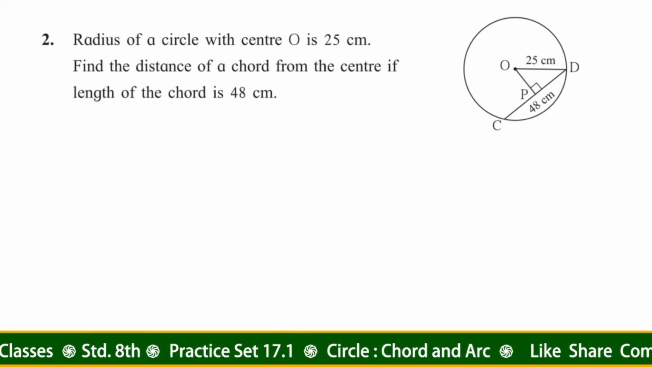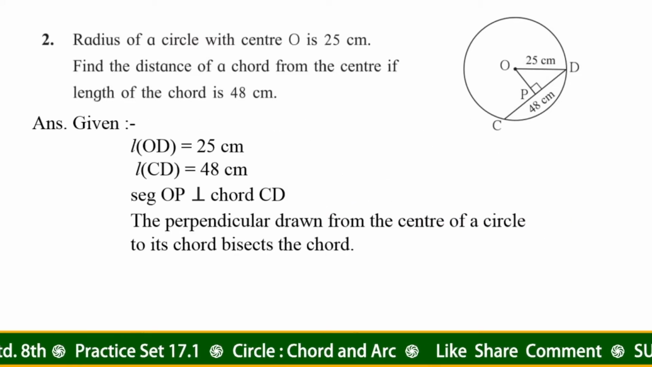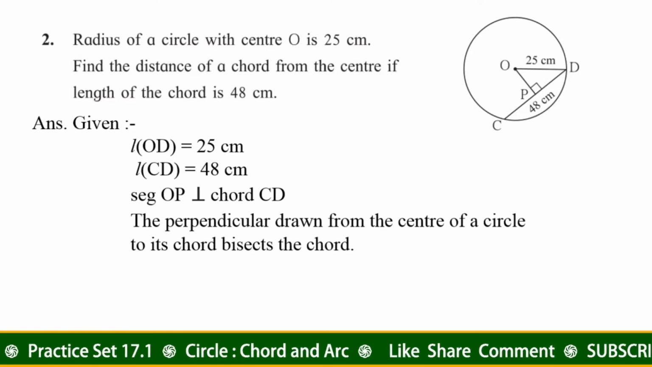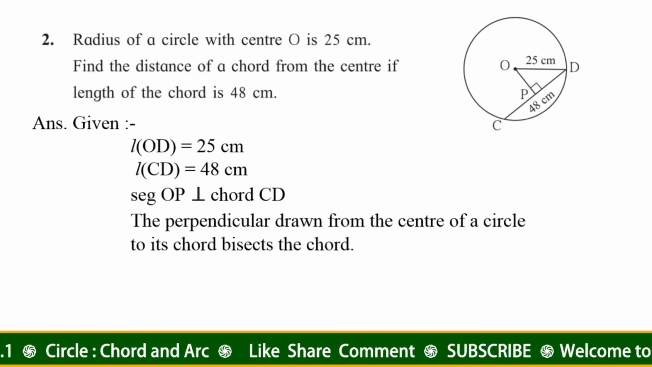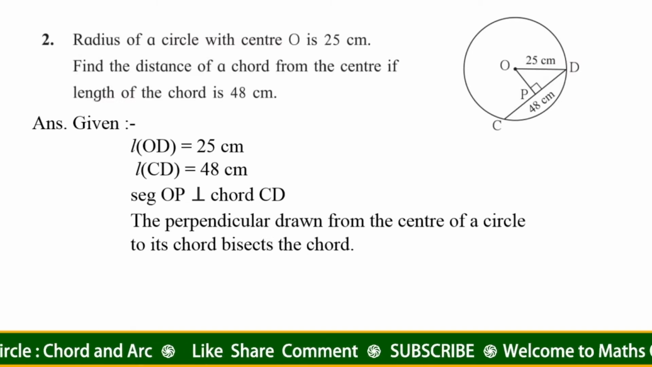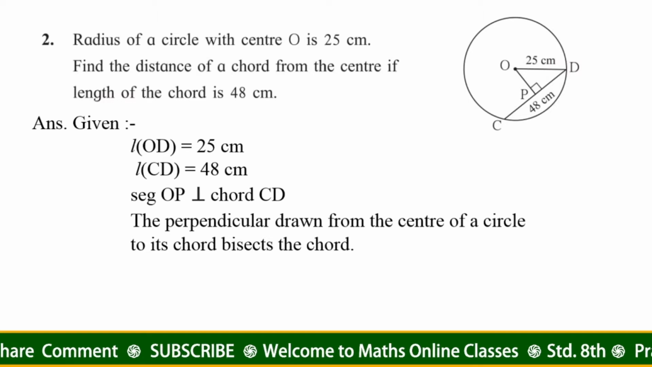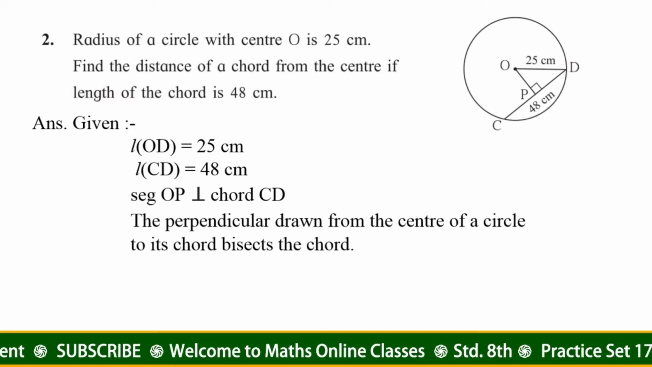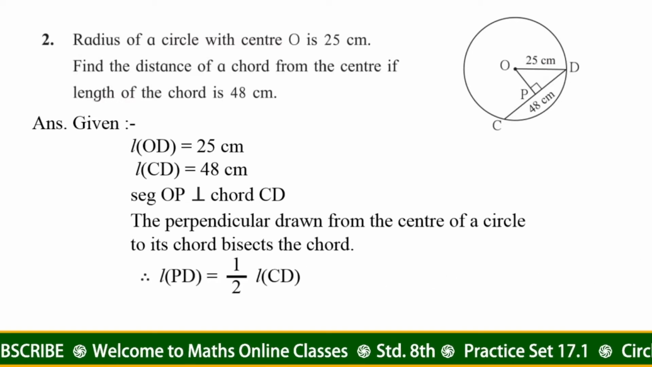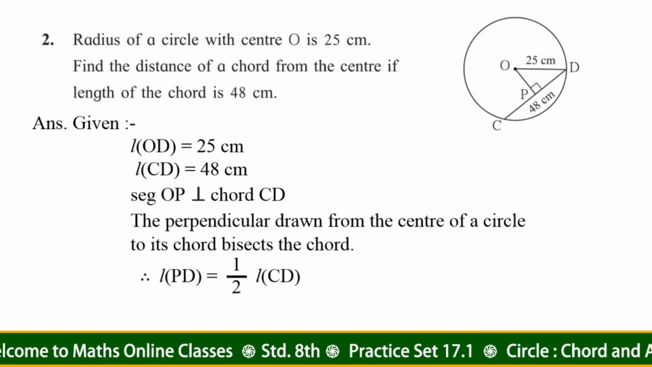Let us write the answer. First we will write the given things. Length of OD is equal to 25 cm. Length of CD, which is a chord, is equal to 48 cm. Segment OP perpendicular to chord CD. The perpendicular drawn from the center of a circle to its chord bisects the chord. Therefore, length of PD is equal to half of the length of CD.